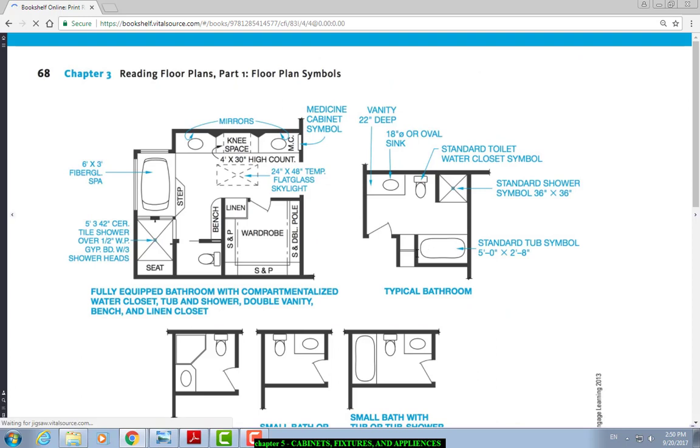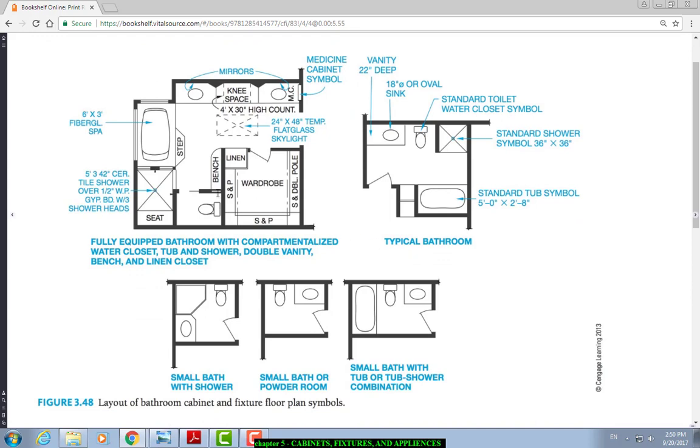Now, restrooms. In this case, this one looks like a master bedroom because it's a lot bigger. You have your sinks, and they look like this. Medicine cabinet: if it's going to be part of the house, you have to put it. They have to provide that space so they can build it in. This is going to be a spa, with windows right there, a step to get in, a shower, a seat. You need to draw it too.